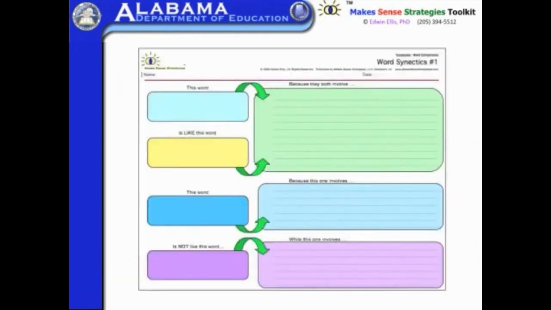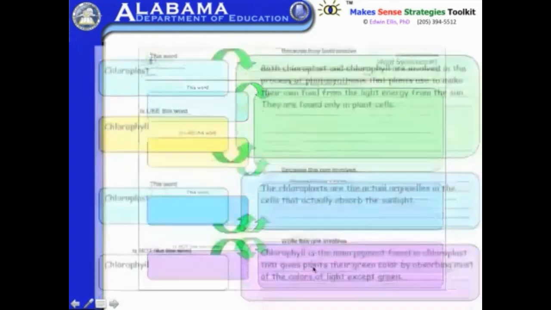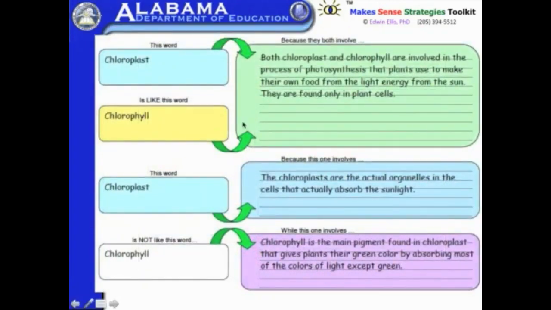This is called word synectics. And so what we're doing is we're taking a couple of terms and how this word is like this word because they both involve, versus this word is not like this word because this one involves this, whereas this other one involves something different. And here's an example of that. Chloroplast is like chlorophyll because they both, and chloroplast is not like chlorophyll because of these reasons.